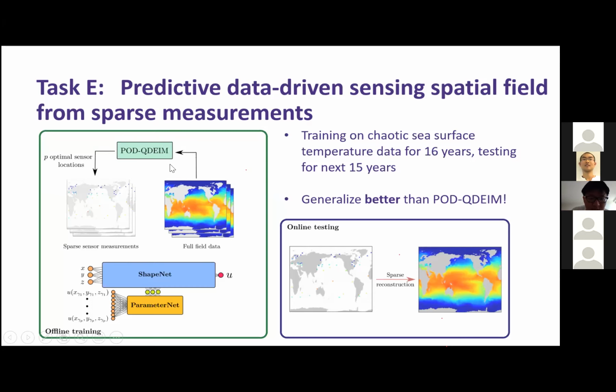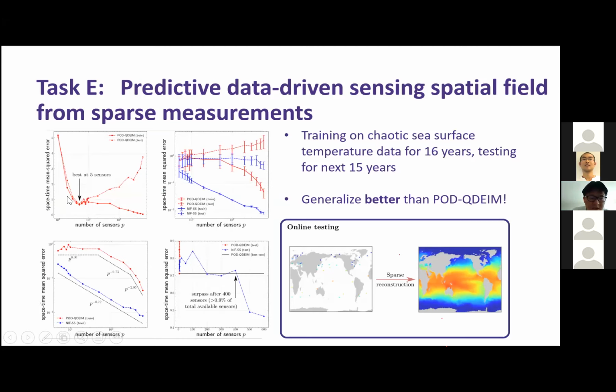So here I'm choosing the sensor locations by using POD-QDEIM. And once I get the sensor locations, I use the NIF to perform a regression to figure out the full-field sea surface temperature data set. I'm training for 16 years and testing for the next 15 years. As you can see on the top left, these two red figures correspond to traditional state-of-the-art methods, basically the POD-QDEIM methods.